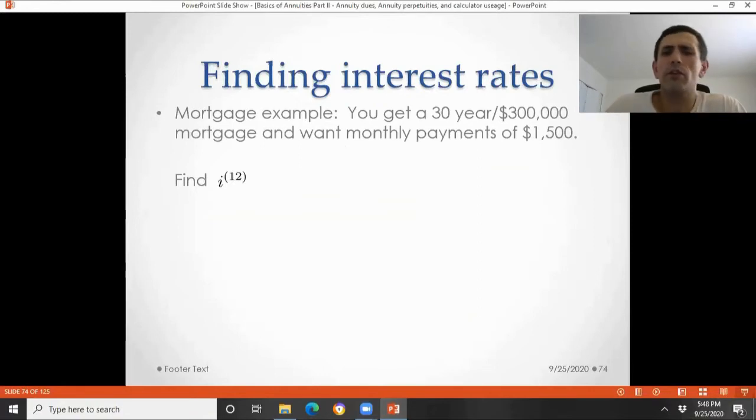So clearly, to find i^(12), we would first want to get the monthly interest rate, and then just multiply by 12, because i^(12) over 12 is the monthly interest rate. To get the monthly interest rate, we could use our formula for the present value of an annuity immediate. But basically you would be solving a polynomial of degree 360, and you really can't do that. It's just impossible to do without a calculator or something else.